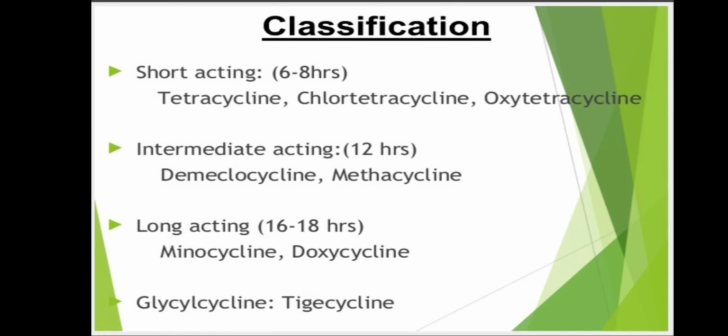So we will see the classification of tetracycline. First, short acting, that is 6 to 8 hours. It includes tetracycline, chlortetracycline, oxytetracycline. Then intermediate acting, that is 12 hours: demeclocycline and metacycline. Then third is the long acting, that is 16 to 18 hours: minocycline and doxycycline. Then glycylcycline, tigecycline, is the last classification.